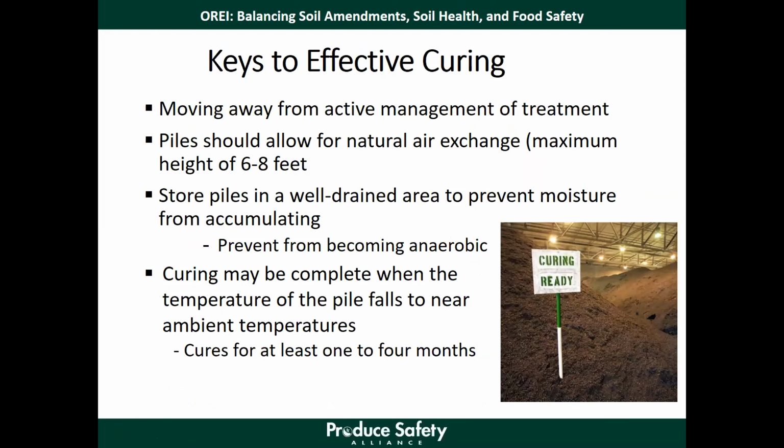So a couple of suggestions or keys for an effective curing process. A lot of times it's kind of sit back and wait. It is a very passive process compared to the active steps of turning and monitoring that we've done previously. So the piles are going to be generally smaller in the curing stage, because we want to make sure that there's a passive or natural air exchange. So often for larger operations, the recommendation is a maximum of 6 to 8 feet. And I think that's still quite large. But again, the idea is to allow that aeration naturally of the composting piles.